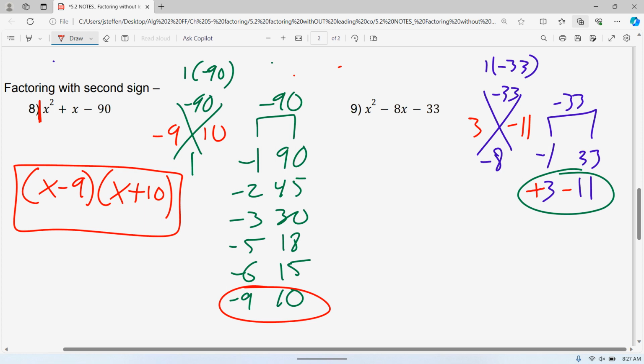Just, again, punch in your calculator. 3 times -11, hit enter. 3 plus -11, hit enter. It's missing points for that. So you're going to be getting x plus 3 and x minus 11.